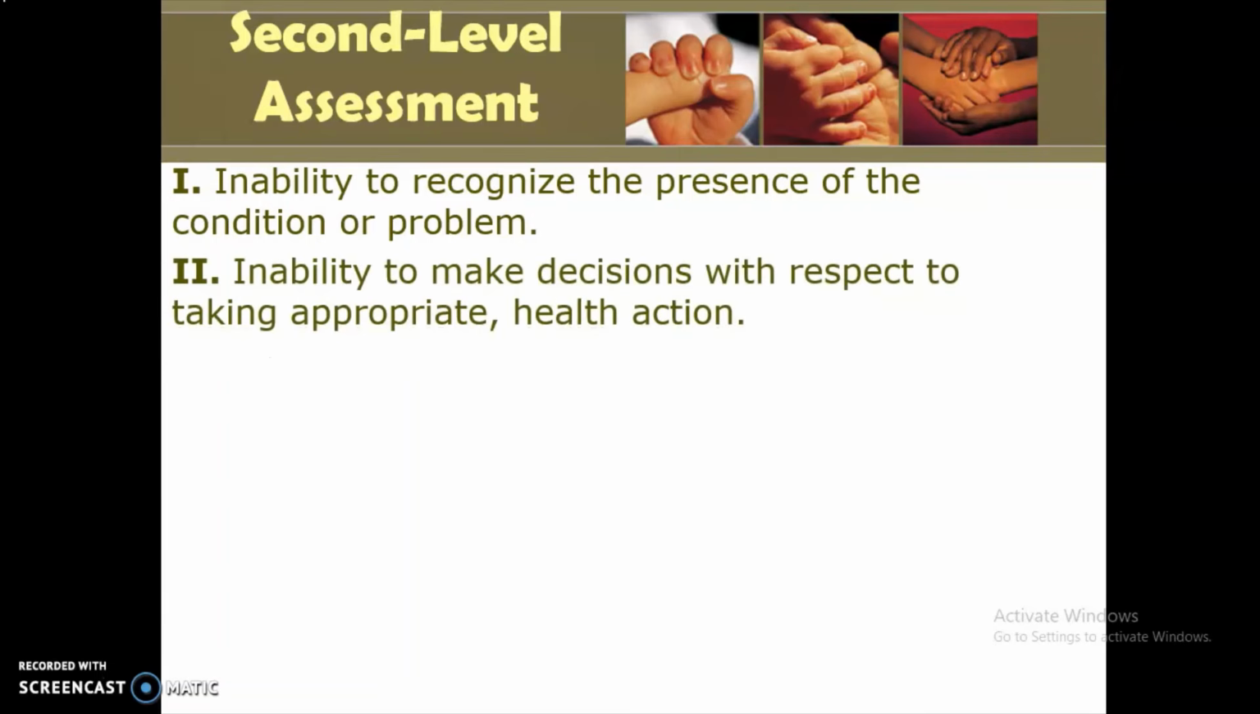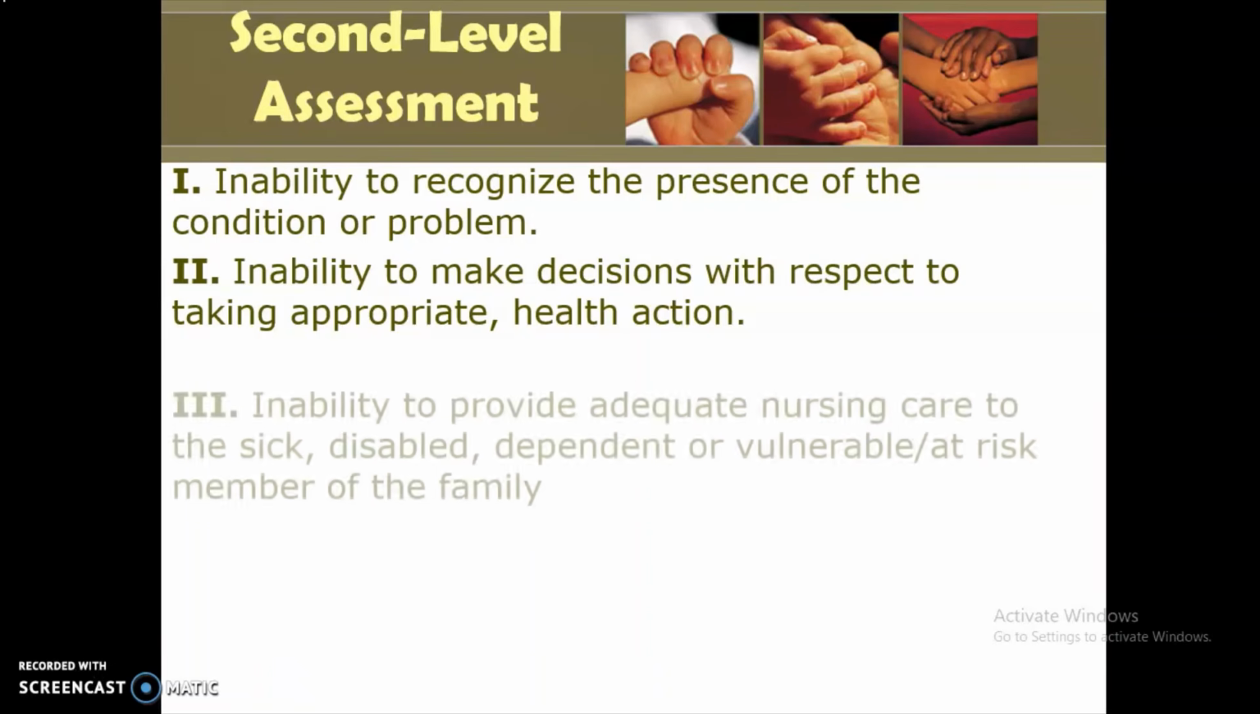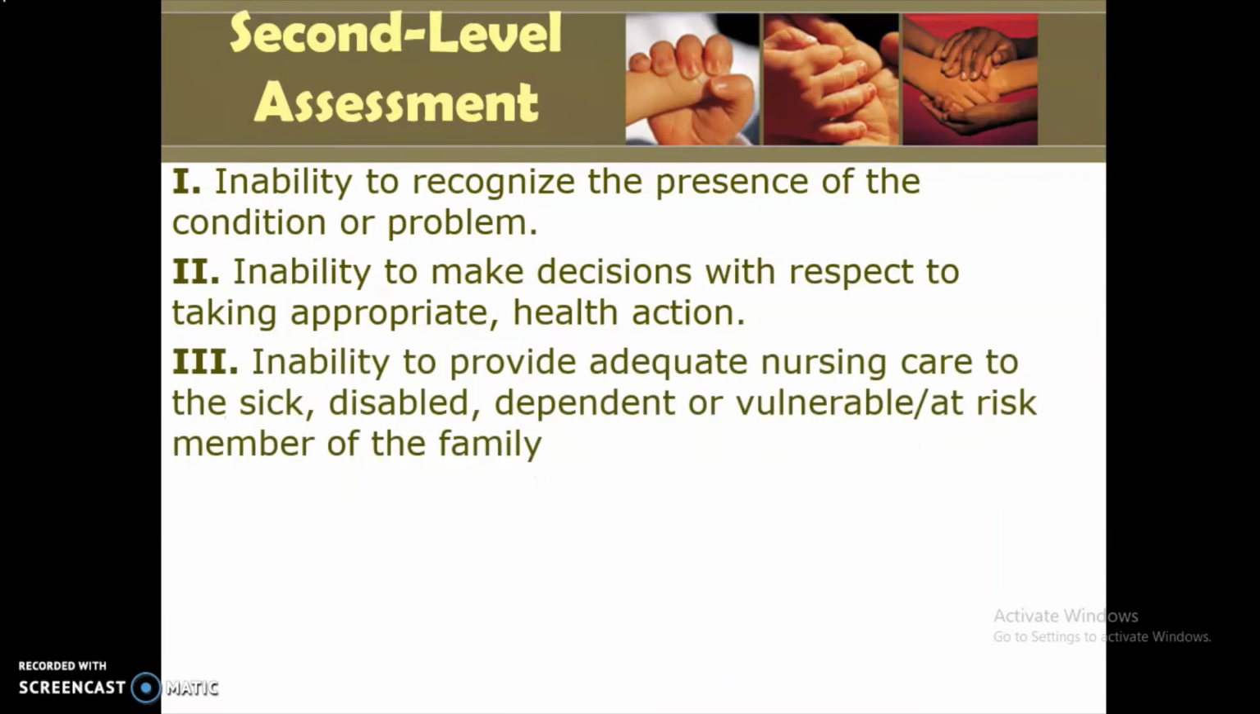Another one is inability to make decisions with respect to appropriate health action. So basically, they know that there is a problem, but they choose not to act on it. Kasi nga may mga factors like for example, kulang sa pera, or kulang sa knowledge. Kulang sila sa alam regarding sa sakit. Next is inability to provide adequate nursing care to the sick or disabled. Improper parenting is an example of this one. Hindi nila maalagaan yung isang bedridden na family member.